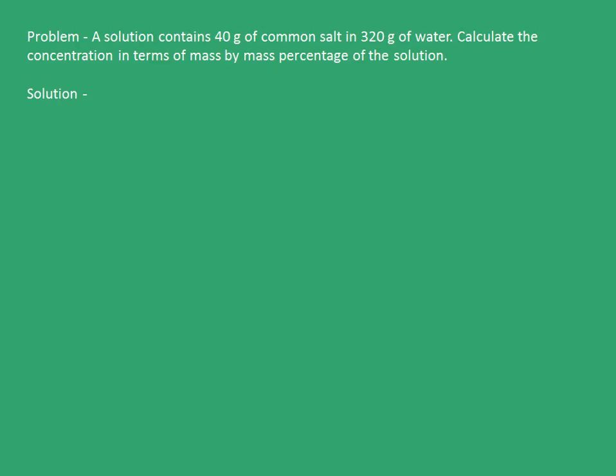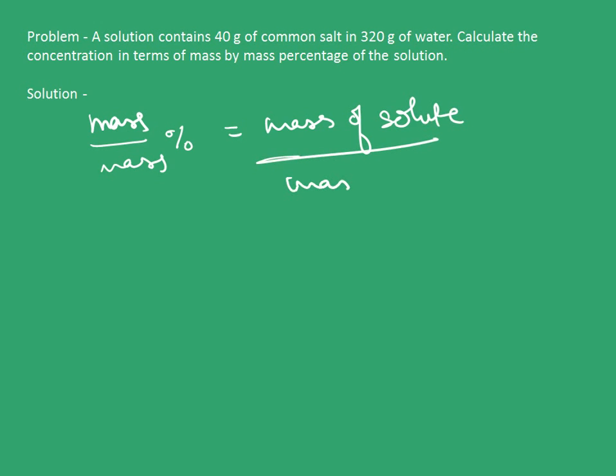Let's look at a problem. A solution contains 40 grams of common salt in 320 grams of water. We have been asked to calculate the concentration in terms of mass by mass percentage of solution. So we had seen that mass by mass percentage is nothing but mass of solute divided by mass of solution.